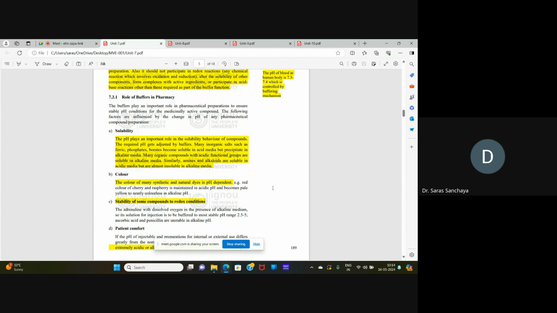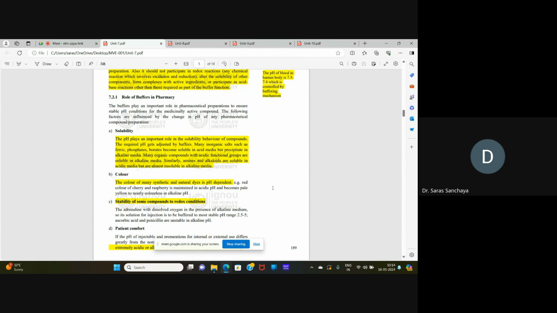So we can see that the buffers and their pH play an important role in the solubility of the compounds, whether it is acidic or alkaline. Now the color of many synthetic and natural dyes is pH dependent. Red color of cherry and raspberry is maintained in acidic pH and becomes pale yellow to nearly colorless in alkaline pH. So not only chemical or pharmaceutical products, but also natural products like fruits are maintained by the pH. Then stability of some compounds to redox conditions.